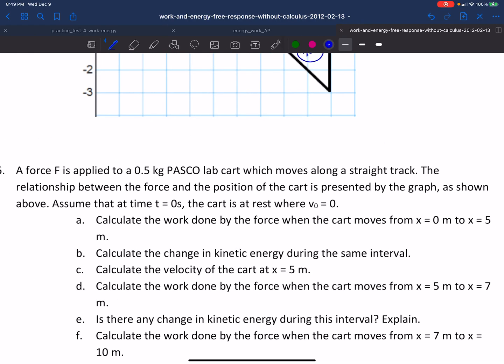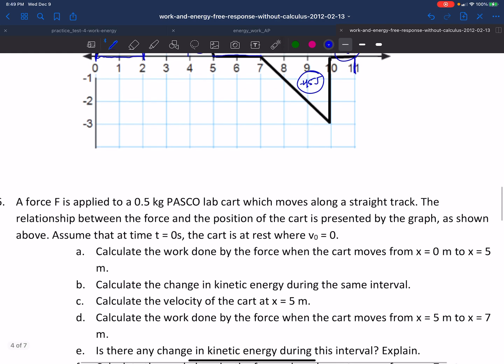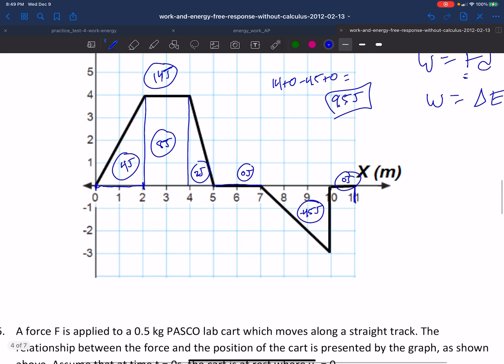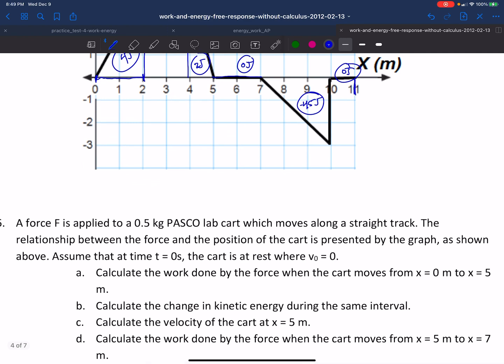So A, calculate the work done when the cart moves from x equals 0 to x equals 5. Total work, that looks like just 14 joules. The change in kinetic energy during the time interval. Okay. If 14 joules of work were done and the thing was at rest initially, guess what? Now it has 14 joules of kinetic energy, right? It had 0 before, and now it's got 14 because you did 14 joules of work on it.